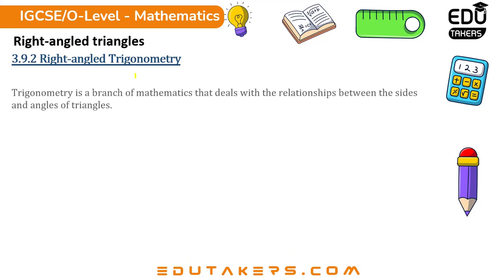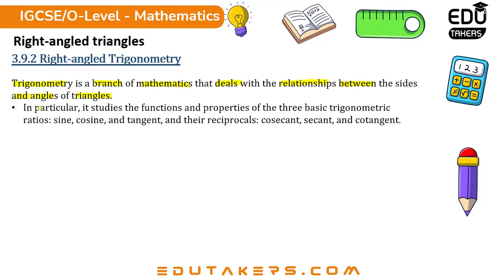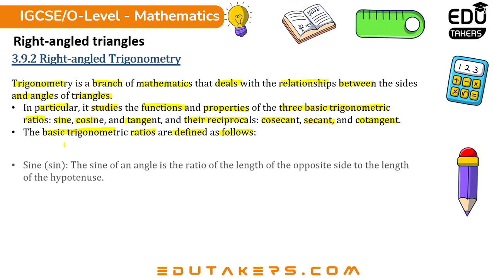Right-angled trigonometry. Trigonometry is a branch of mathematics that deals with the relationships between the sides and angles of triangles. In particular, it studies the functions and properties of the three basic trigonometric ratios, sine, cosine and tangent, and their reciprocals, cosecant, secant and cotangent. The basic trigonometric ratios are defined as follows.